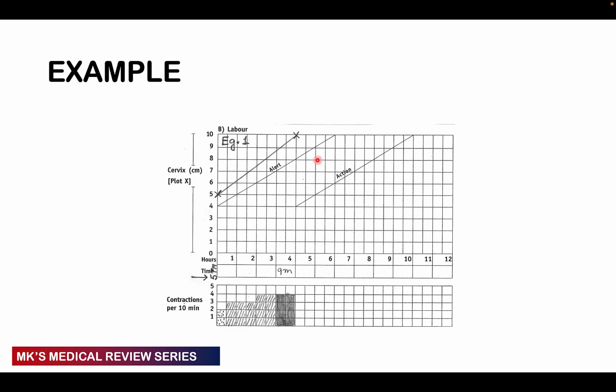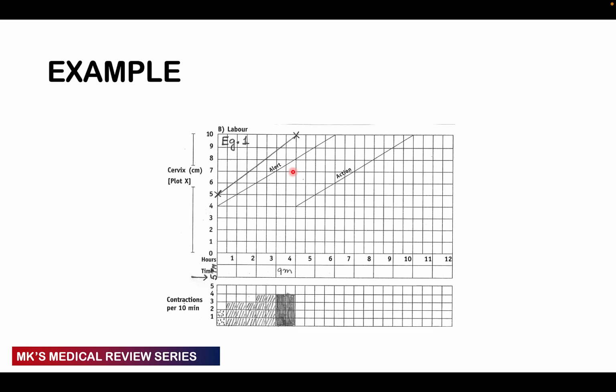Same thing if someone was actually at 8 centimeters, you would just come and see where is 8 centimeters, and you trace and you make your plot along the alert line. Remember that these lines are placed in such a manner that the assumption that we make is that the dilatation of the cervix is going to be about 1 centimeter per hour.